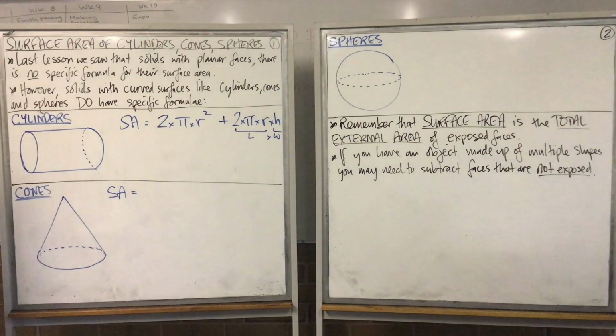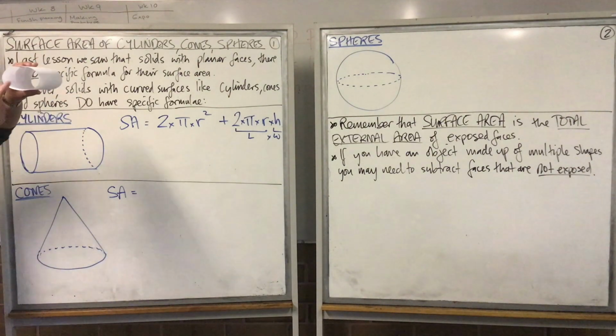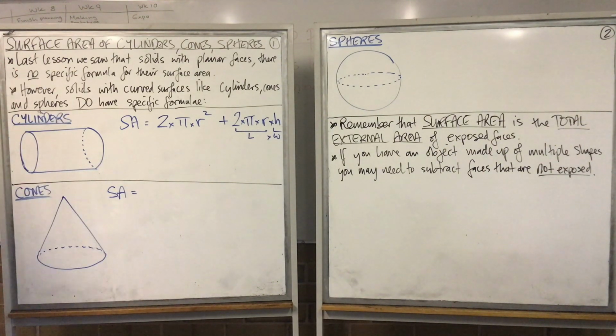Because can someone tell me what shape, if I was to cut that tube part of a cylinder and laid it flat, what shape would it form? Rectangle. It'd be a rectangle. This is a rectangle that I've rolled into a cylinder. What can I say about the exact length of that rectangle? It is the circumference of a circle.